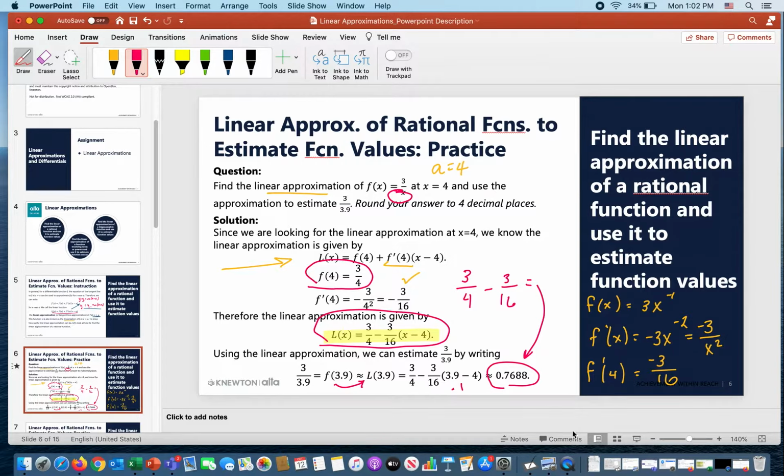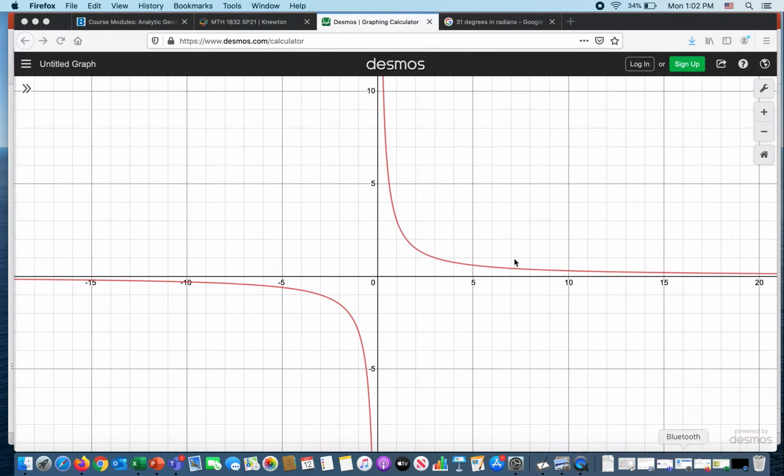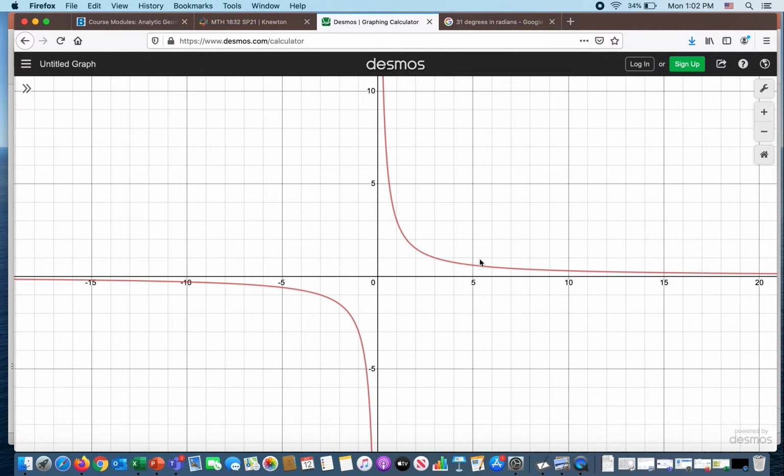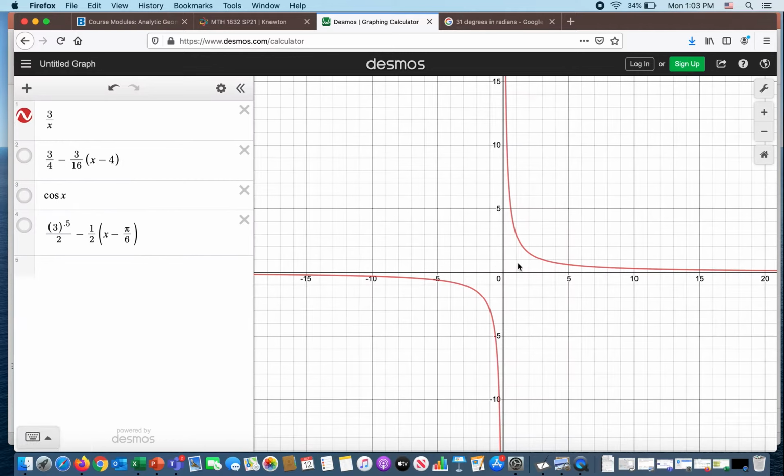So I wanted to take a minute and show you what this looks like on a graph. What you're looking at is a graph of 3 over x, and you can see that here. I'm going to turn on the linearization in just a minute, but what we're focused on is this x value of 4. This is an x value of 1, if you can see where my cursor is: 1, 2, 3, 4, and 5. What I want you to see is what happens at this x value of 4 when I turn this on.